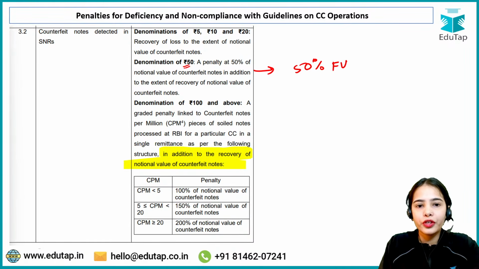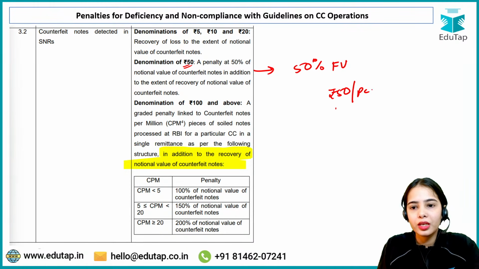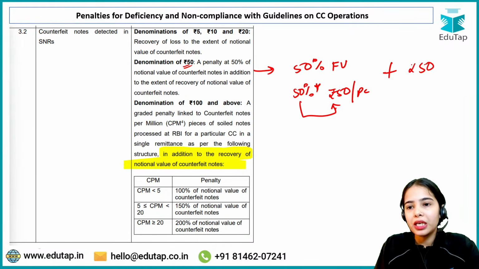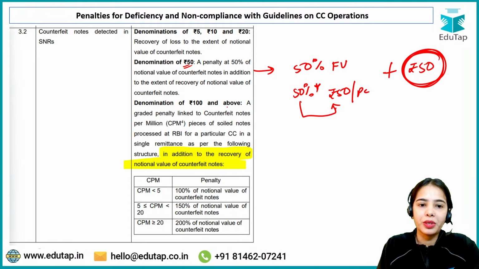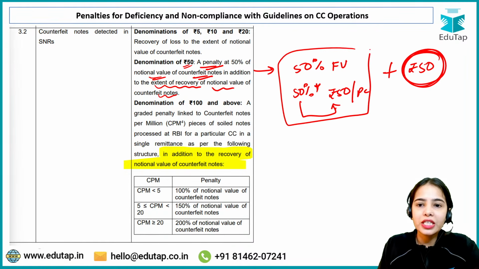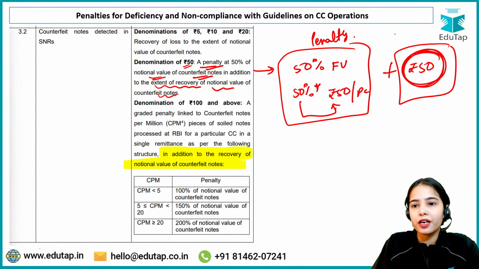Let's say there was one 50 rupee note that was missing. So the penalty will be 50% of the face value of the note, plus the loss has to be recovered. That means the 50 rupees has to be recovered. Okay, so this is the idea. A penalty of 50% of the face value of the counterfeit note in addition to the recovery of the face value of the counterfeit note. So 50% of face value is the penalty, plus the 50 rupees is the recovery of loss.